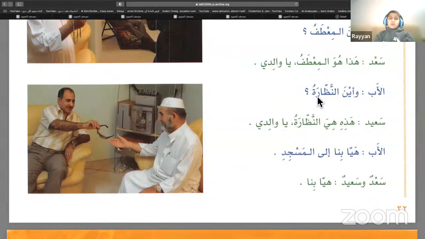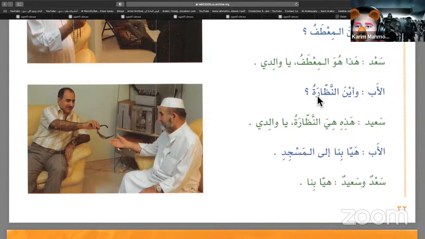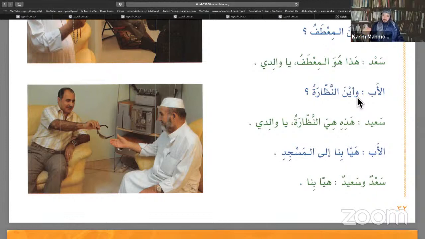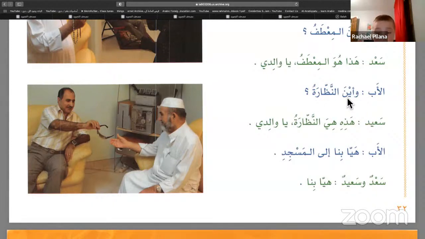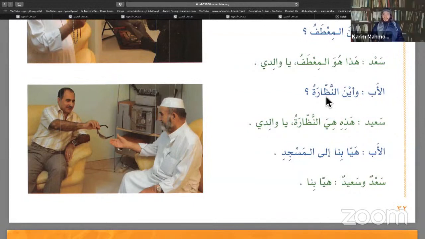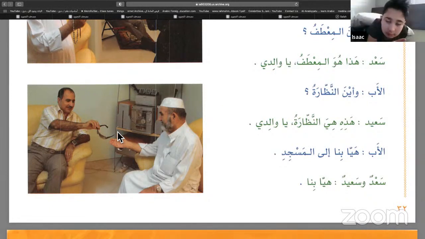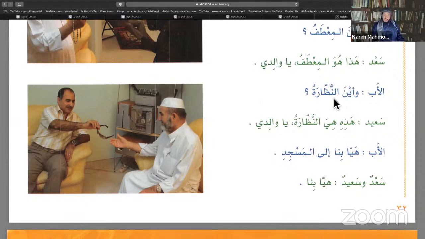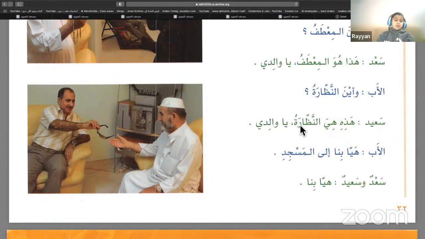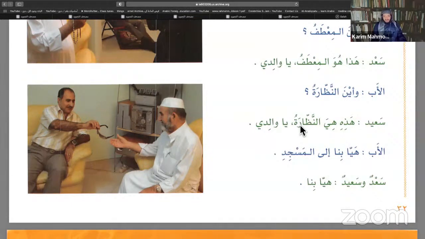وأين النظارة? Wa means and. أين means where. النظارة means glasses, sunglasses, any glasses, whatever glasses. Where are the glasses? The guy said هذه هي النظارة. Here is the glasses, or this is the glasses. You're giving it to somebody or showing it to somebody.